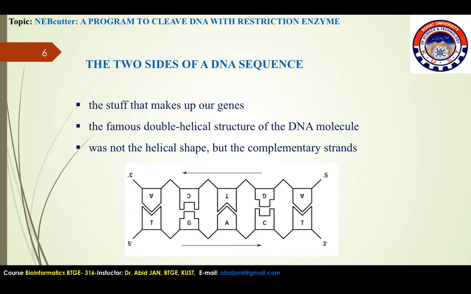And this figure displays the two complementary strands of a complete DNA molecule. This is a complementary strand, double-stranded DNA. This is one strand running from 5' to 3' direction and the other strand running from 5' to 3' direction. This is anti-parallel double-stranded DNA.